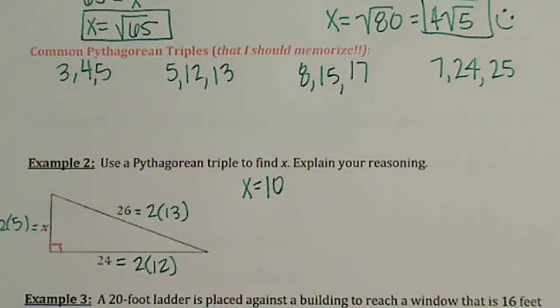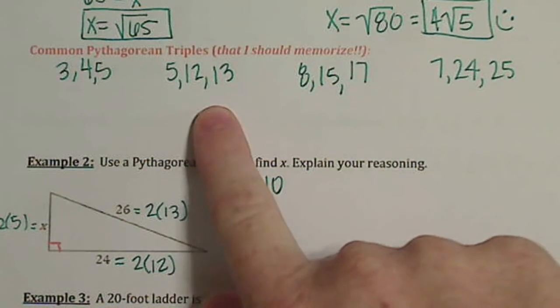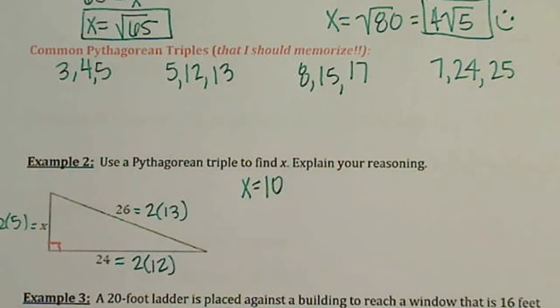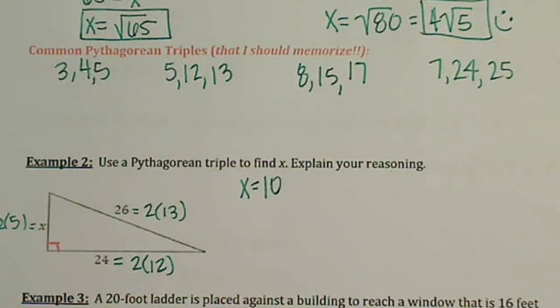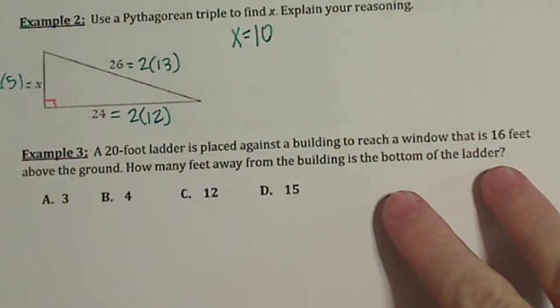And I want you to try to explain your reasoning. We're going to talk about it in class tomorrow. So you write down why it's 10. You should use the words Pythagorean triple somewhere in your sentence, in those 3 numbers. That's your hint for the day. Okay, example 3.